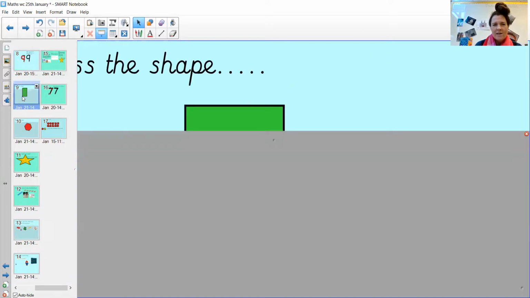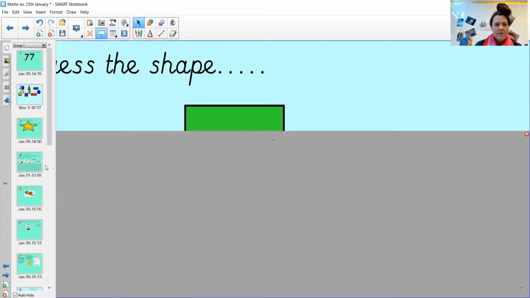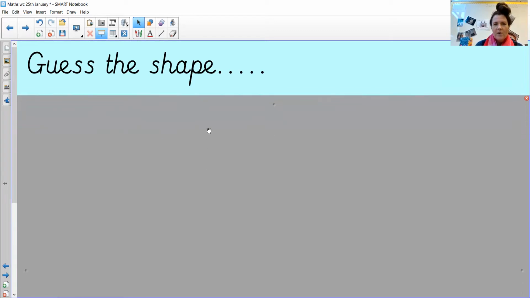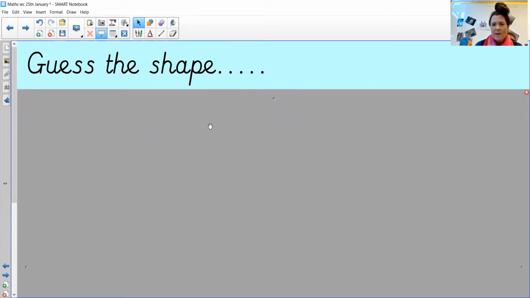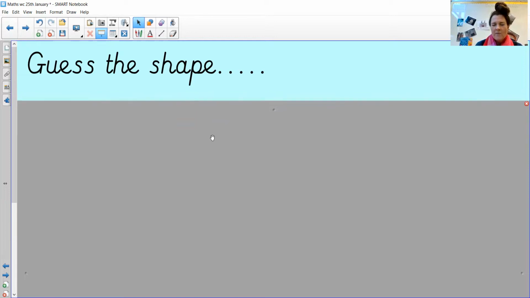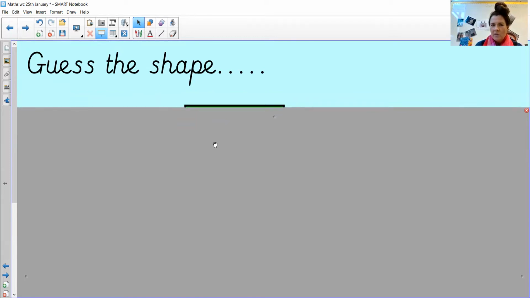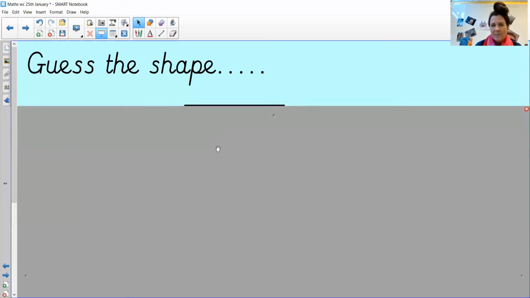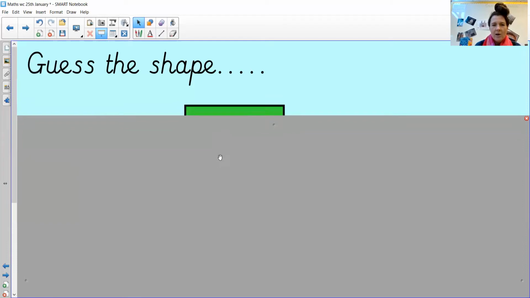Now we're going to start today's lesson with some guessing the shape. So what I've got here is a little slide and I'm going to pull it down really slowly, and you've got to try and guess my shape. Now, if you want to pause me at any time so you can have a little guess and then press play, do that. So here we go. Here's the first shape. I did give you a bit of a sneaky peek, so you might have seen it.